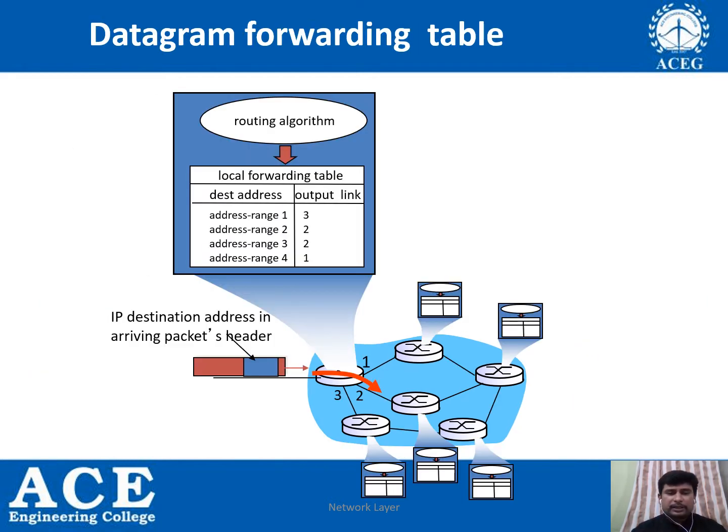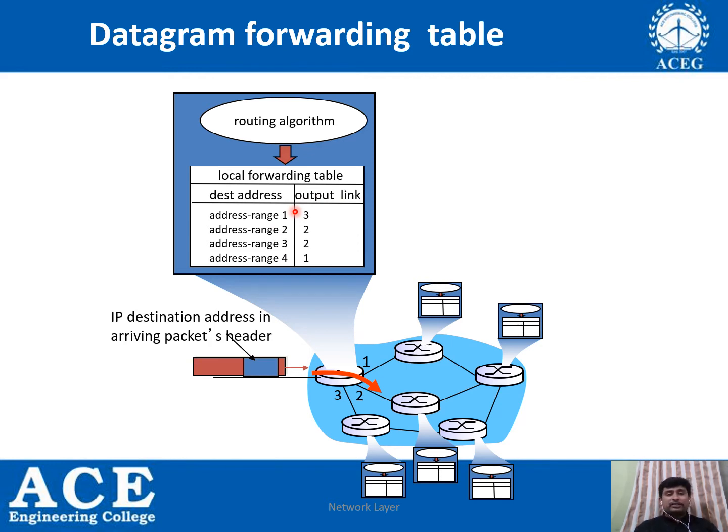When a sender tries to send the data from the source to destination through a series of routers, this is the packet or the datagram which is sent by the sender. In this particular datagram, you find this portion which refers to the IP destination address in the packet's header. So in the packet which we are receiving, in the header part, we have this IP address. This reaches the first router. Now in datagram networks, every router has a local forwarding table.